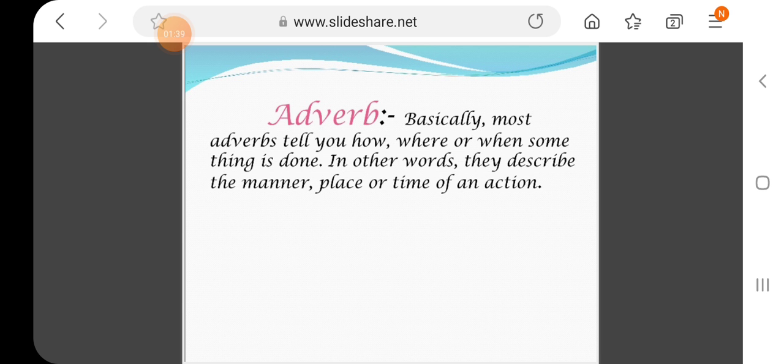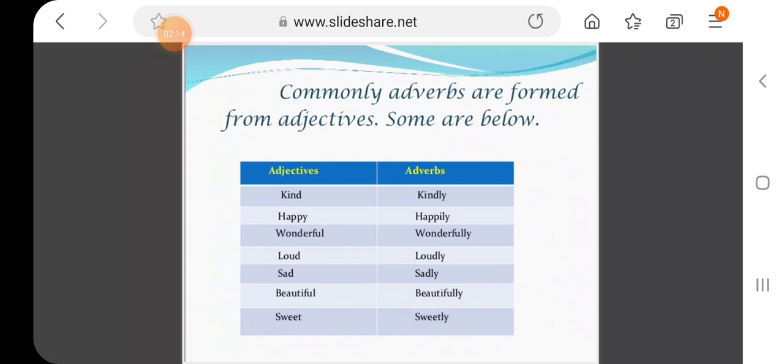Basically, most adverbs tell you how, where, or when something is done. In other words, they describe the manner, place, or time of an action. That is why sometimes we call some words adverbs of time. A few adverbs are called adverbs of manner, and there are certain adverbs which are also called adverbs of place, adverbs of time, and adverbs of manner, right? So we will categorize them according to their function in a sentence relating to the verb.